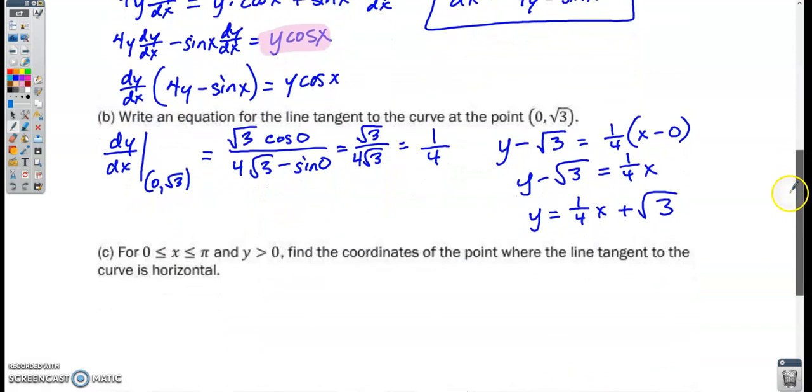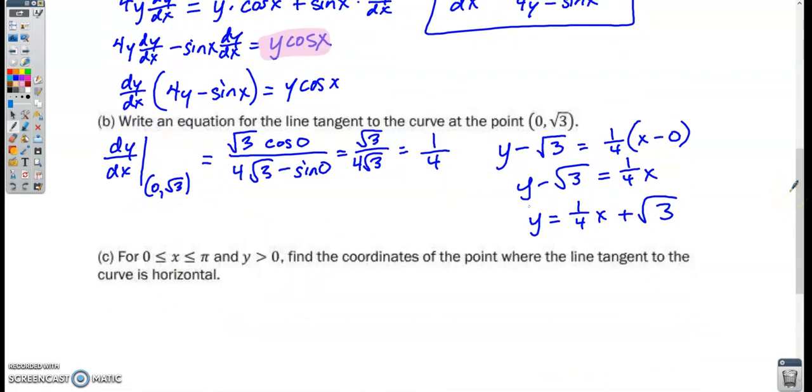Part C. For x between 0 and pi and y greater than 0, find the coordinates of the point where the line tangent to the curve is horizontal. Okay, in order for a tangent line to be horizontal, that means that it has a slope of 0. And therefore, in order for the slope to be 0, we need the derivative's numerator to be equal to 0 and the denominator not to be equal to 0.